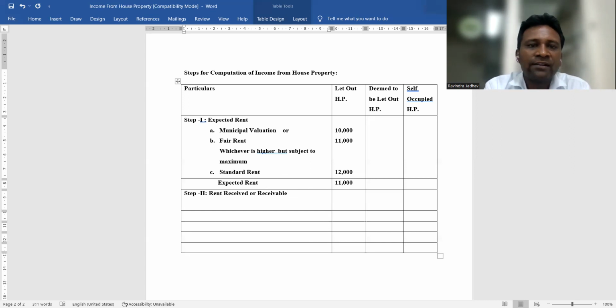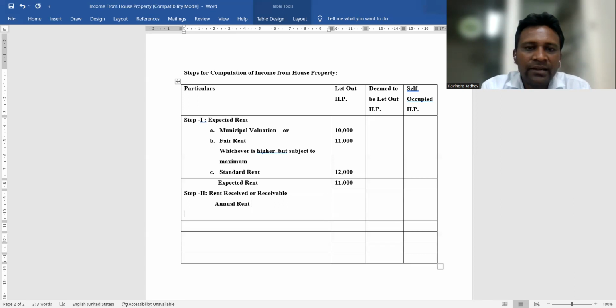So how to calculate rent received or receivable? It is calculated by annual rent. Annual rent is the rent of 12 months. Okay, in your problem per month rent is given, sometimes annual rent is also given, but if per month rent is given in the problem, then we just multiply by 12 months. So this is our annual rent for the purpose of calculation.